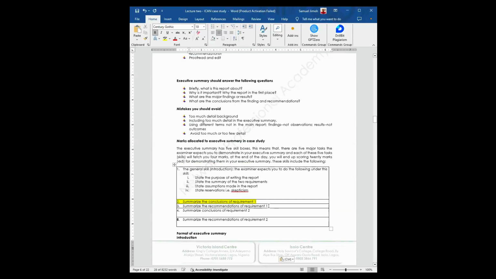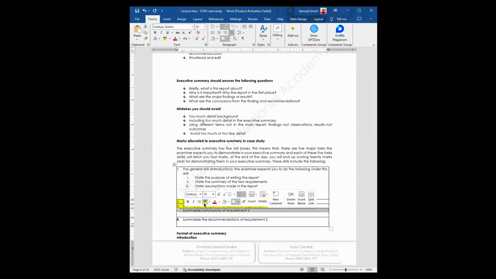Then the third thing you will do under executive summary is that you will also summarize the recommendations of requirement 1. Then once we are done with that, the 4th thing is to summarize the conclusions of requirement 2. And the 5th thing you will do under your executive summary is to summarize the recommendations of requirement 2. So these are the 5 major things that you are expected to do under executive summary.